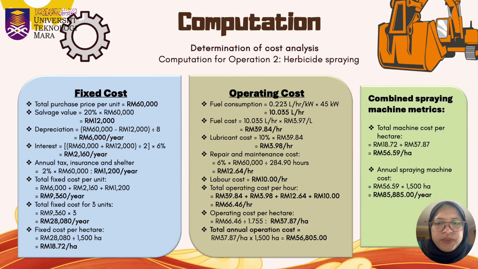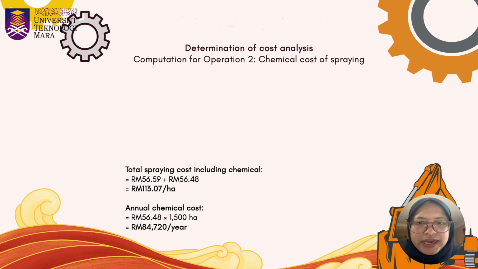So the total fixed cost per unit is 9,360 per year, and we multiply by 3 for 3 units, which costs about 28,080 per year, and per hectare costs about 18 ringgit 0.72 per hectare. The operating cost includes fuel, lubricant cost and repair and maintenance, which is an annual operation cost of about 56,805 ringgit per year. This is the operating cost and fixed cost.